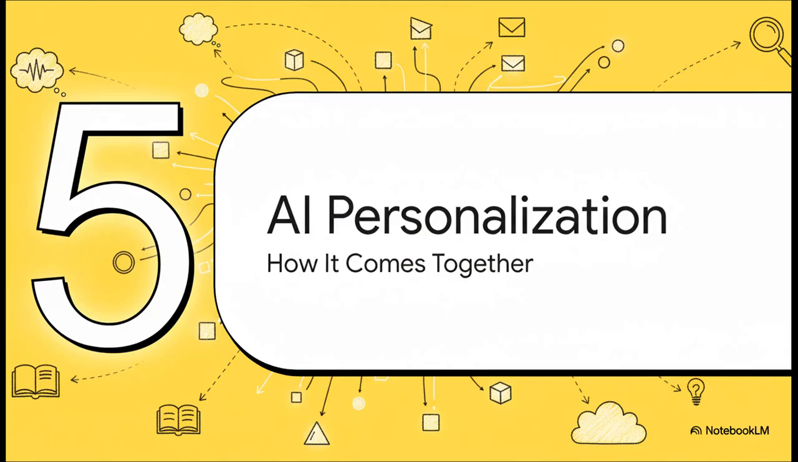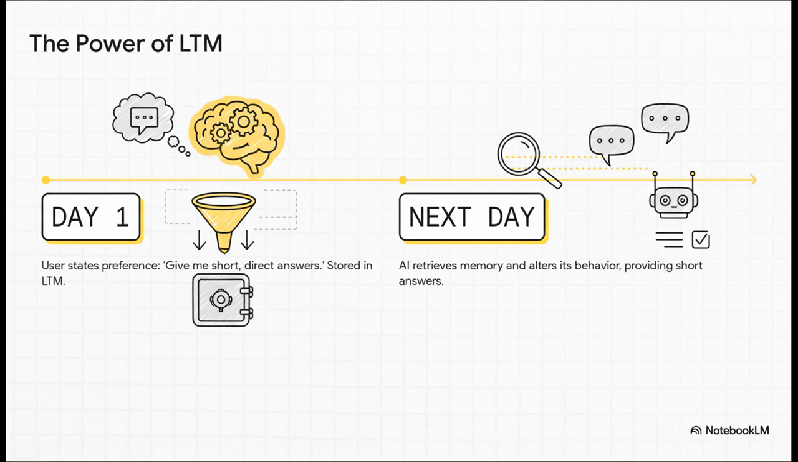Okay, so after all that, the stateless models, the context windows, the vector searches, the risks, what does this all actually look like for you, the user? How does it come together to create that feeling of actually being remembered? Let's look at a simple but really powerful example. On Monday, you tell the AI, hey, from now on, please just give me very short, direct answers. The system is smart enough to flag that as a key preference and saves it to its long-term memory. Then, Tuesday rolls around. You open a fresh chat and ask a totally new question. Instantly, that digital librarian finds the short answers memory and uses it to shape the new response.